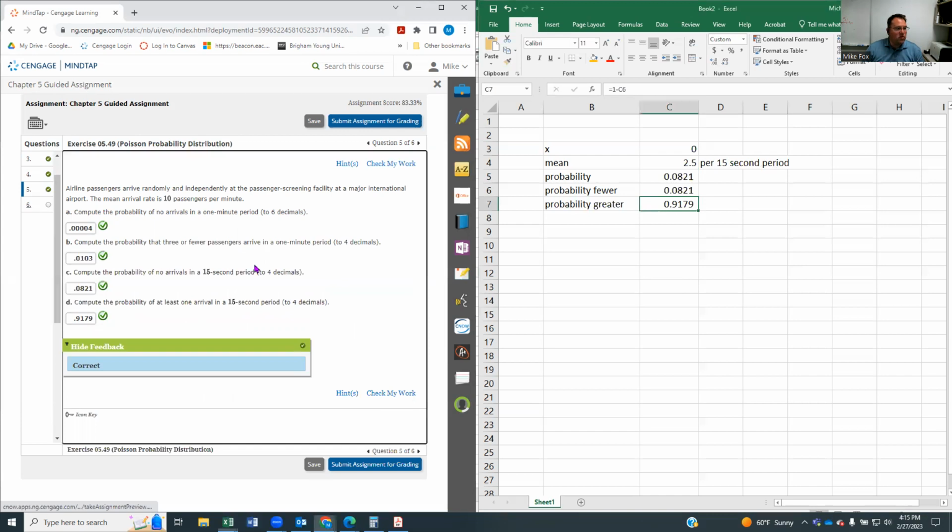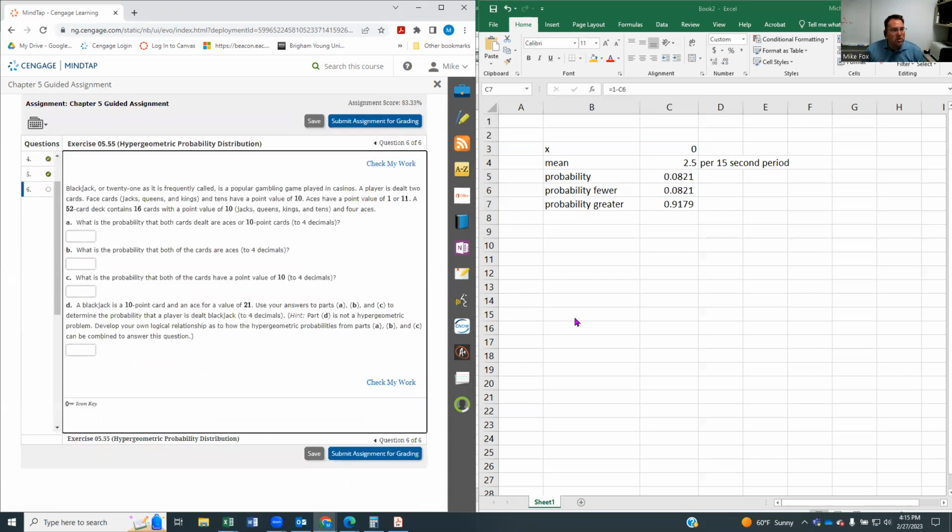All right, number 6 is a hypergeometric probability distribution. That's a scary sounding name, but don't worry, we have a function for that. This one's about blackjack, a popular gambling game played in casinos. The player is dealt 2 cards. Face cards, jacks, queens, and kings, and 10s all have a point value of 10, and aces have a point value of 1 or 11. A 52-card deck contains 16 cards with a point value of 10 and 4 aces. Then it wants the probability that both cards dealt are 10-point cards, and so on.